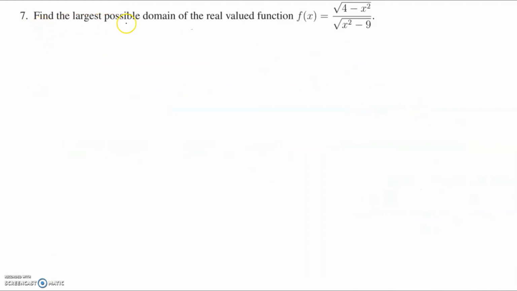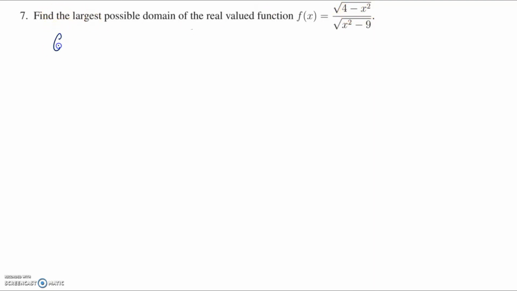Question number 7. Find the largest possible domain of the real valued function f of x is equal to square root of 4 minus x squared divided by square root of x squared minus 9. Now, for this function to be real valued, you cannot have any negative answer to the square roots. So therefore, in other words, if the value inside the square root is a negative number, then you cannot have a square root of it. It will be a complex number. So for both the numerator and the denominator, this value should be positive. So this is the condition.